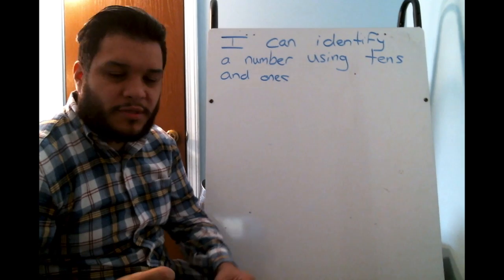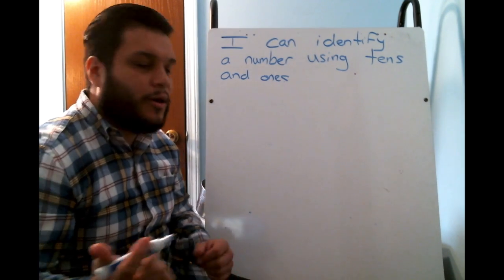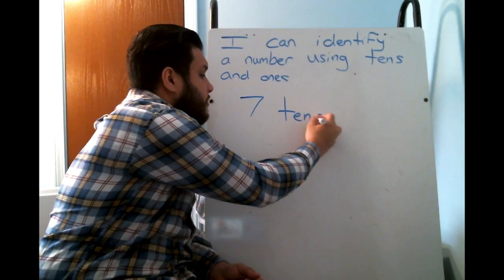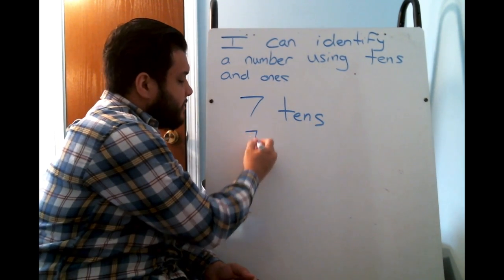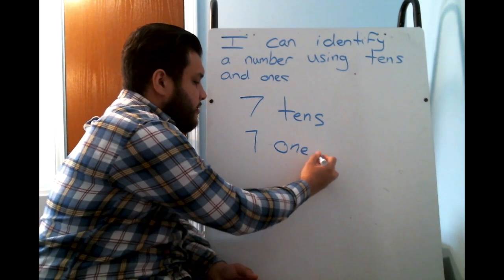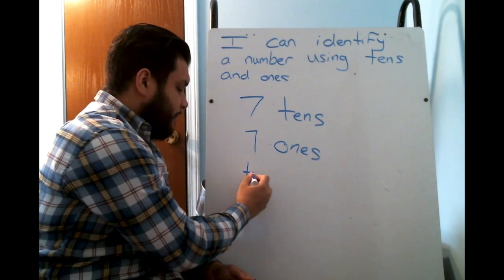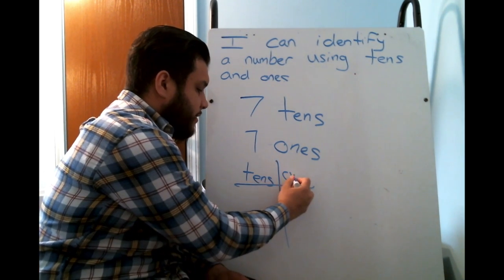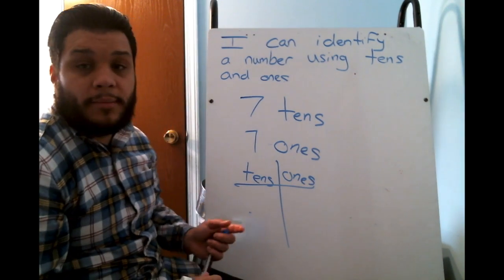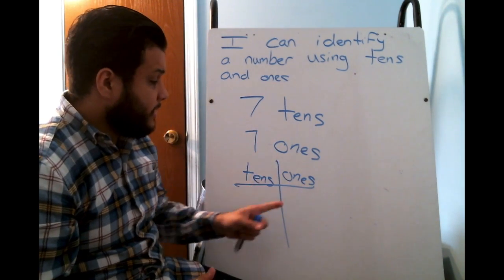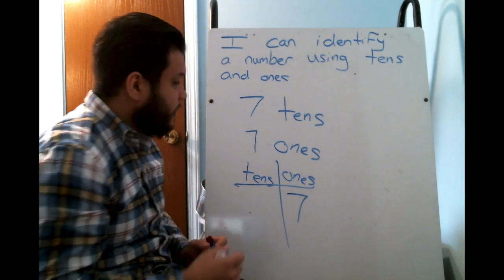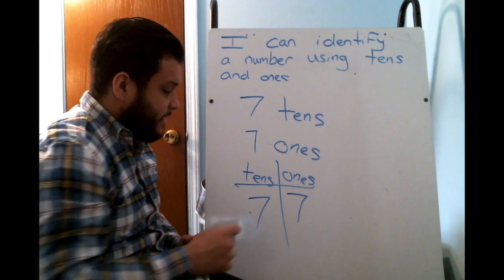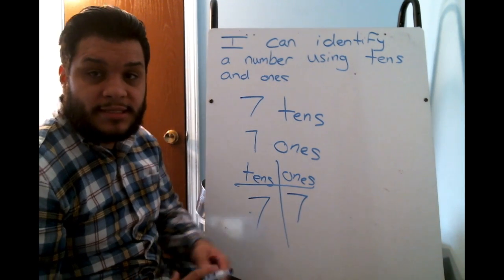I'm going to choose, what was Mr. Nieves' favorite number? Oh, that's right, 7. 7 tens. And let's go with 7 ones. I'm going to split it up. So I'm going to have my tens place and my ones place. What number goes into my ones place? The number 7. What number goes into my tens place? The number 7 again. This is the number 77.